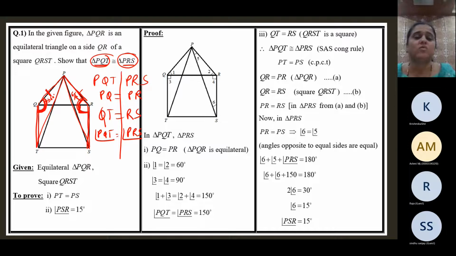Correct? So what is the congruence rule? What is the congruence rule?